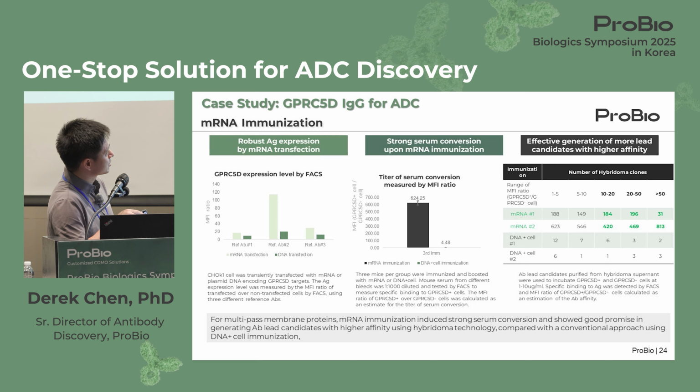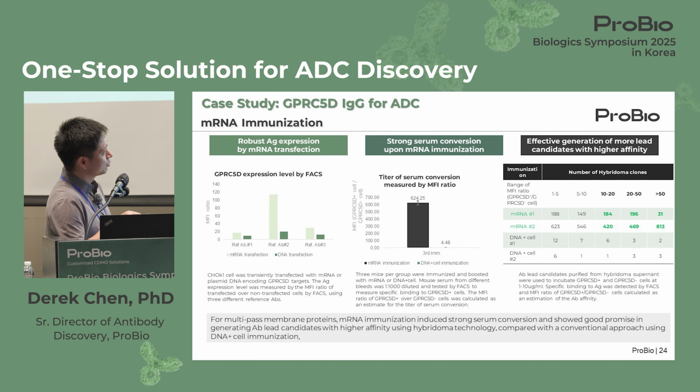The first is in vitro transient transfection of mRNA versus the DNA. The light green is for the mRNA, the dark green is for the DNAs. And we use 3 different reference antibodies to quantify the cell surface expression level of the GPRC5D transmembrane protein. As you can see from this data, the mRNA can express the GPRC5D at a much higher level on the cell surface compared to the DNA in the in vitro transient systems.